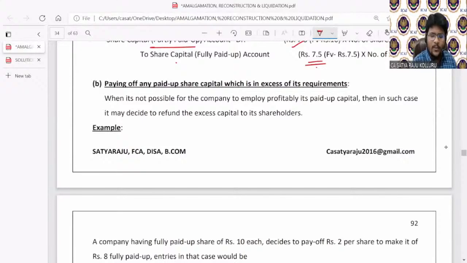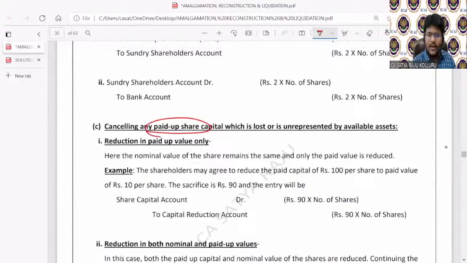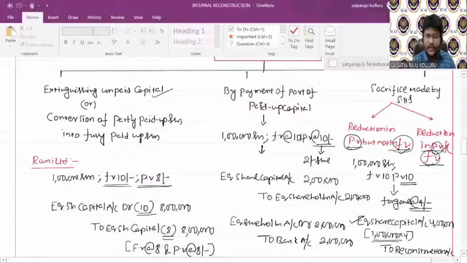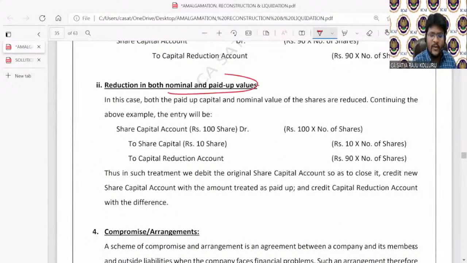So paying off the paid up share capital which is in excess of the requirements, we already saw. Next, cancelling any paid up share capital which is lost or unrepresented by available assets. That is a reduction in paid up value only, with no reduction in face value. That is the first case, share capital to capital reduction. If you check share capital to reconstruction account or capital reduction account, we passed it the same way. With reduction in both face value and paid up value, you need to decrease the face value as well. We've seen this one as well.